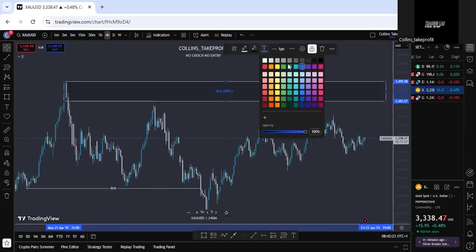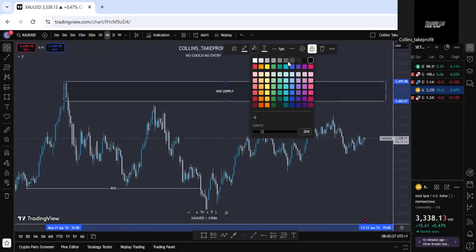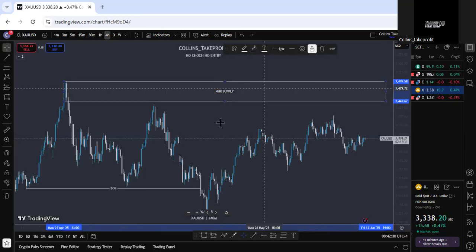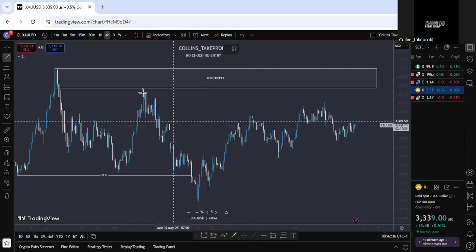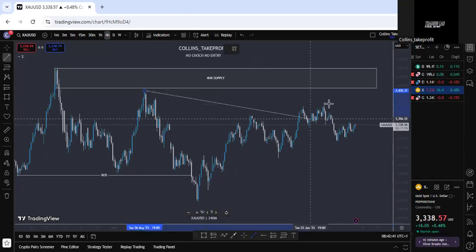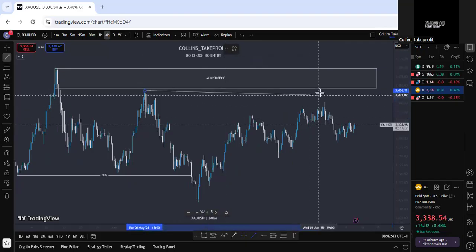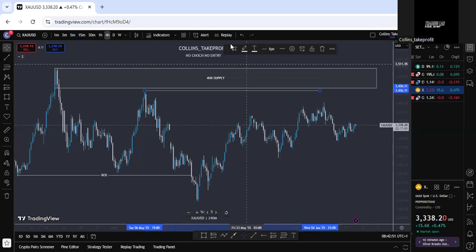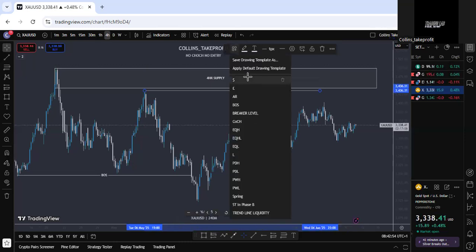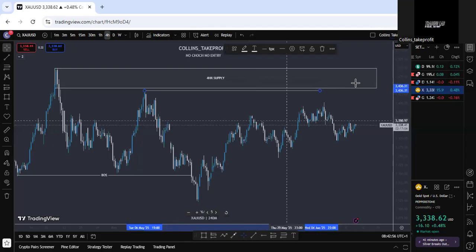All right, so let's do some settings. So now we have this, our 4 hour supply zone. So let's see if the price will pull back to liquidity above this high, above that high, and react from this whole supply zone right here.